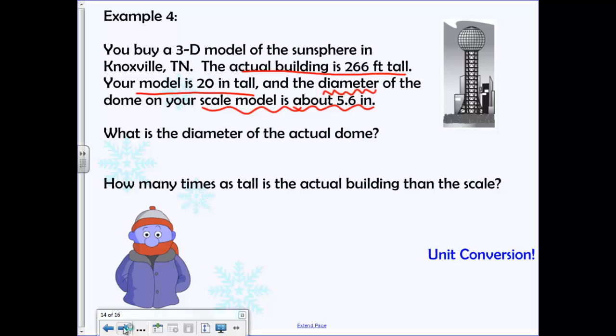If we're dealing with two different units, what do we need to set up? We need to write a proportion, right? So we set up a proportion, and then we need to label stuff so we know exactly where everything goes. The actual building is 266 feet tall, and your model is 20 inches tall. So I've got the actual building, and I have the model. And like I told you before, it's model over actual, but for right now, to write a proportion, we're okay. So the actual building is 266 feet tall, and the model is 20 inches tall, right? Those are the heights.